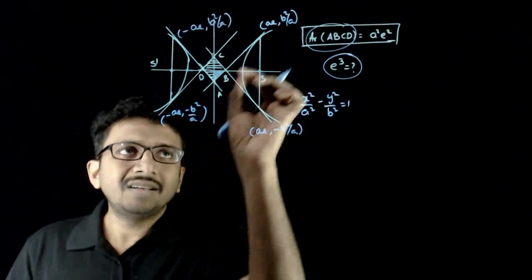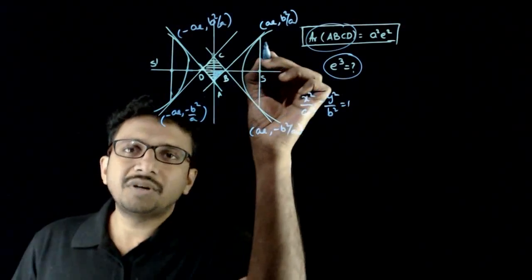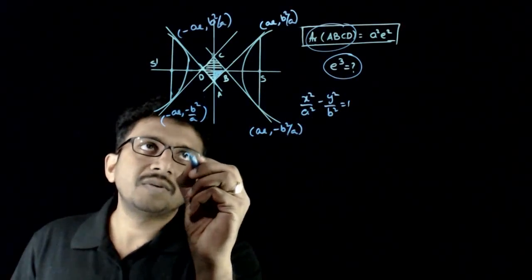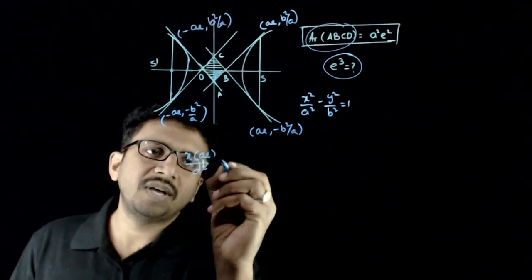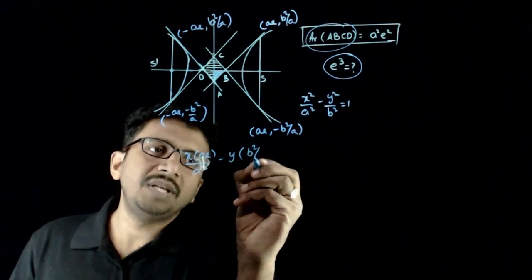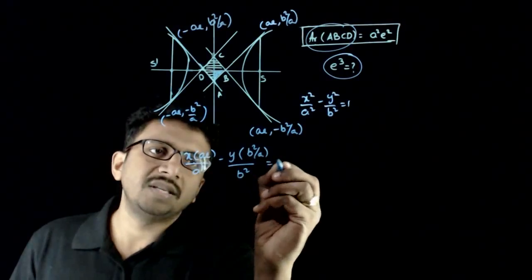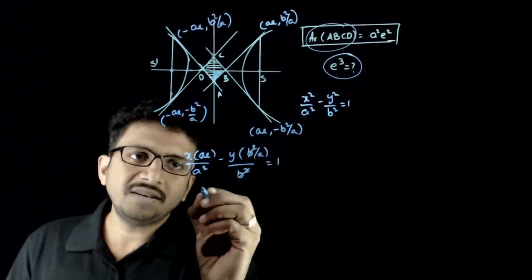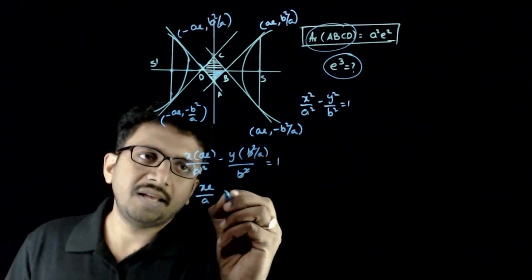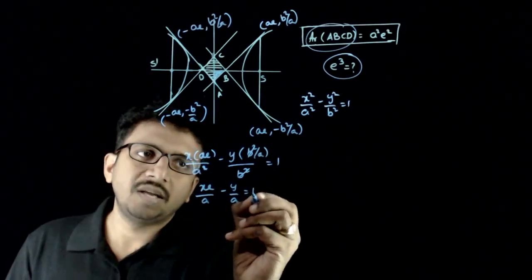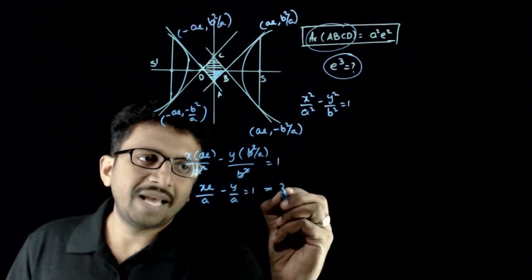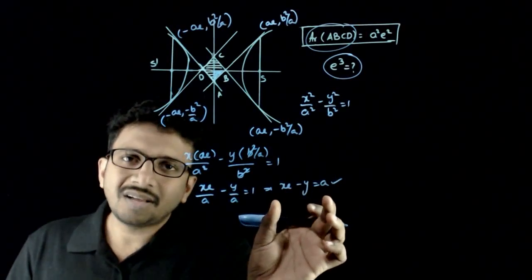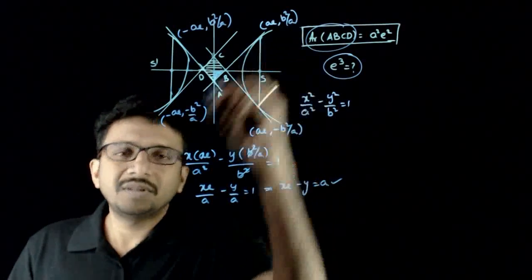So to get that, let me find the equation of tangent. The equation of tangent is T equal to 0. That is, with respect to this, I will write T equal to 0. So x times ae by a square minus y times b square by b square is equal to 1. So a and a get cancelled, b square and b square get cancelled. So xe by a minus y by a is equal to 1. This implies xe minus y is equal to a. So this is the tangent at one end of the latus rectum.